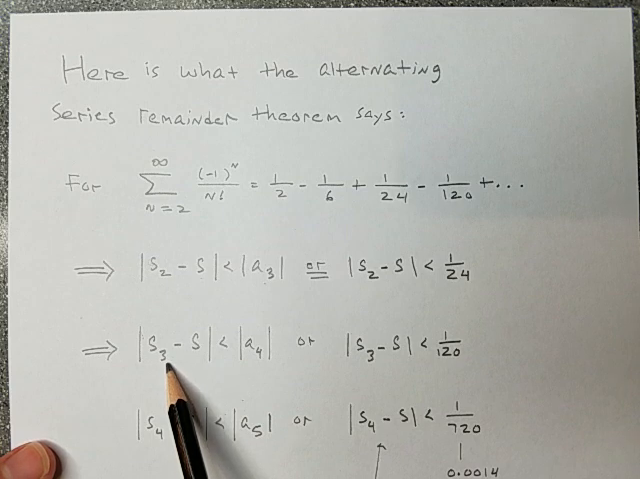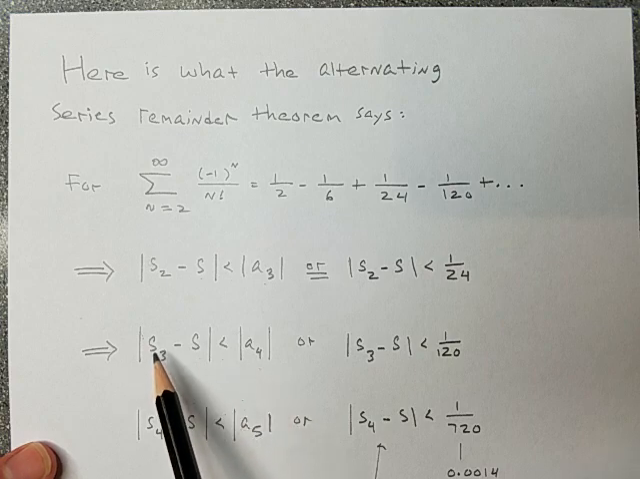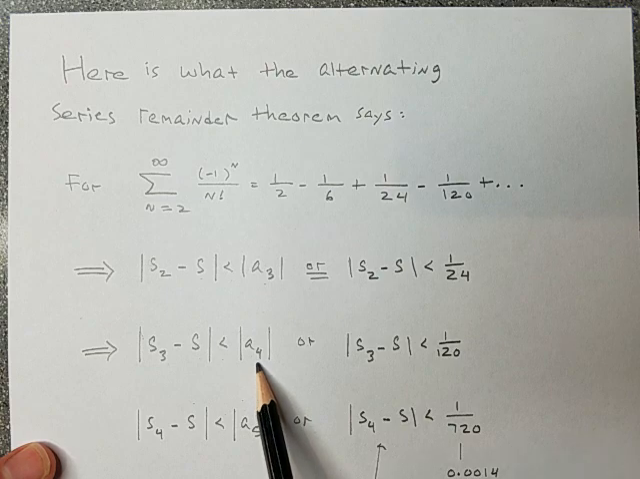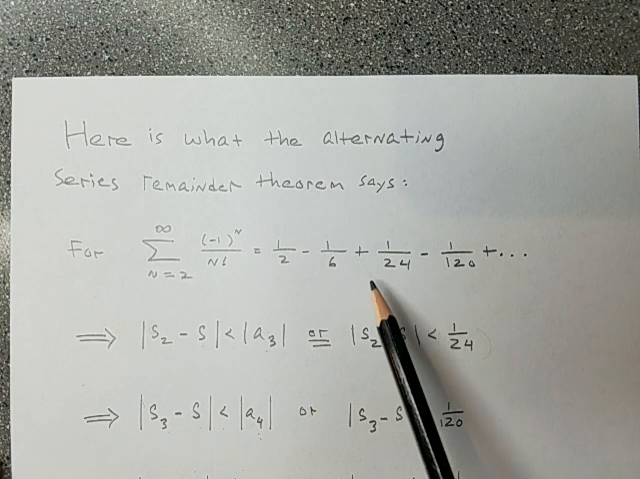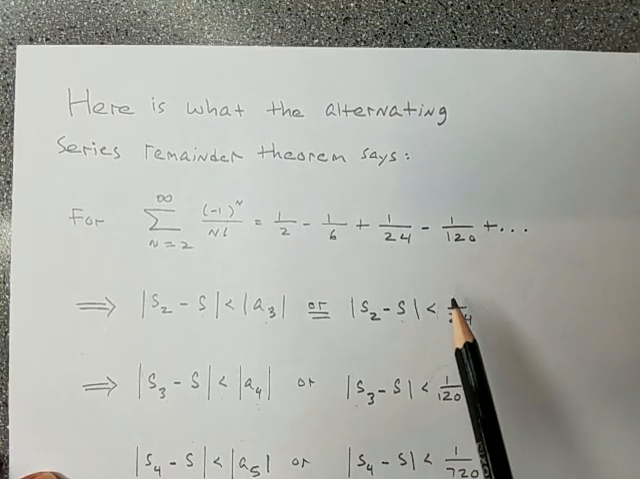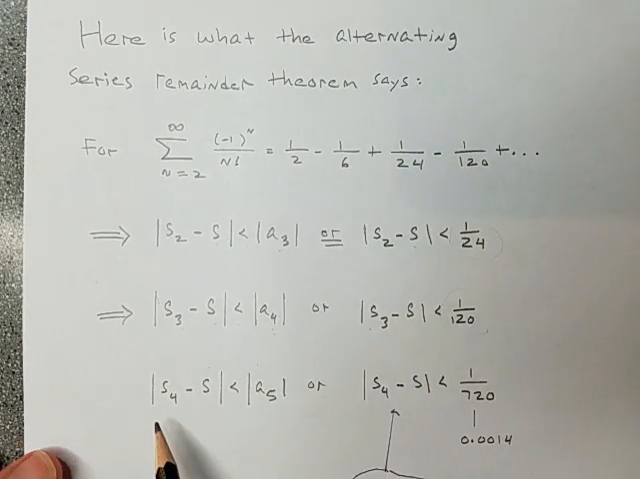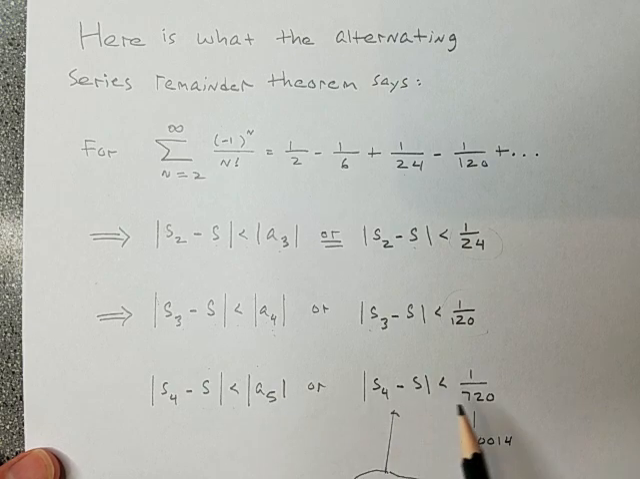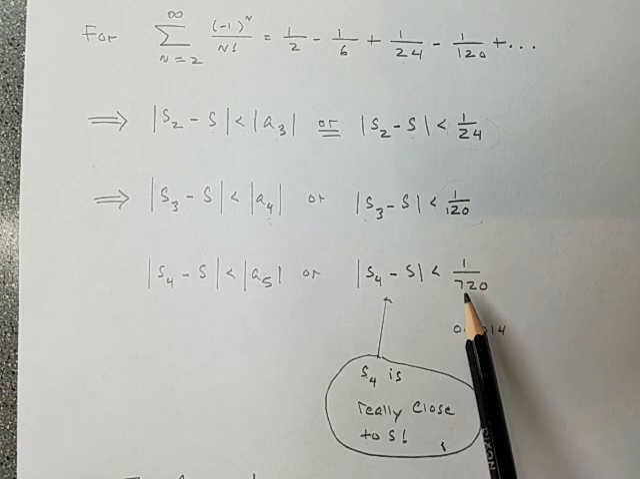The sum of the first three terms minus S is less than the absolute value of the fourth term. Remember, S with a subscript, that's the partial sum. A with a subscript, that's a term. So that's why I can say S2 minus S, well, this needs to be the third term, 1 over 24. S3 minus S, this needs to be the fourth term, so 1 over 120. You get the idea. You see a pattern. S4 minus S is less than the absolute value of A5. That's the fifth term. So S4 minus S is less than 1 over 720. That would be the fifth term.